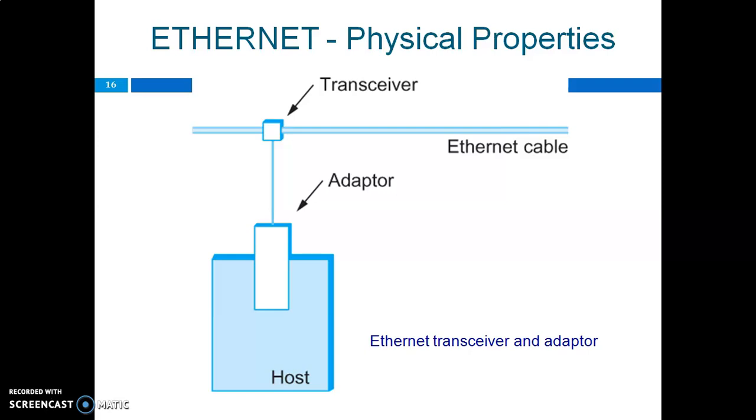Now we move on to the Ethernet physical properties. So this is the structure of Ethernet. This is any kind of host. It may be a computer or any device which is connected. This is the adapter, and this is the transceiver. This is the Ethernet cable. Through this cable only, the particular system is connected. This system is connected with the adapter and transceiver, right?